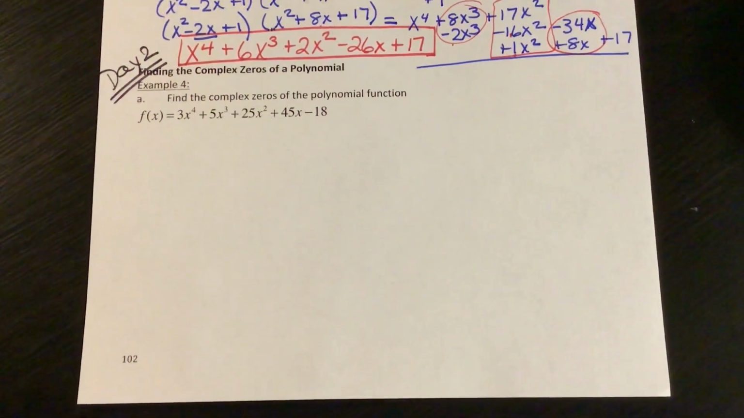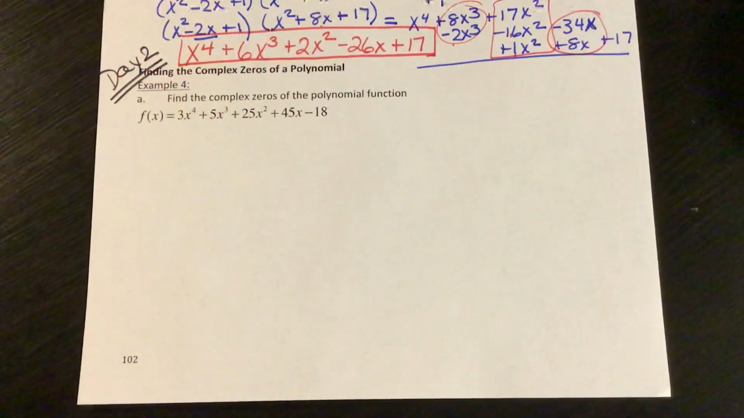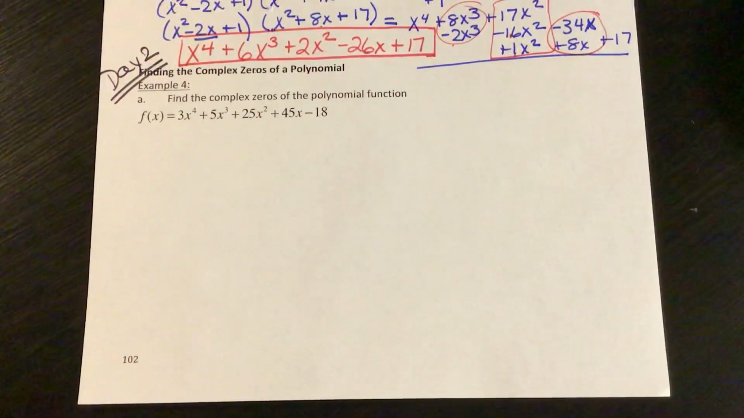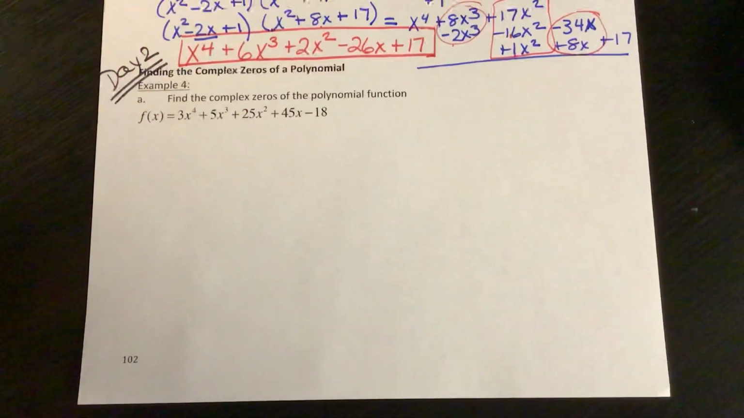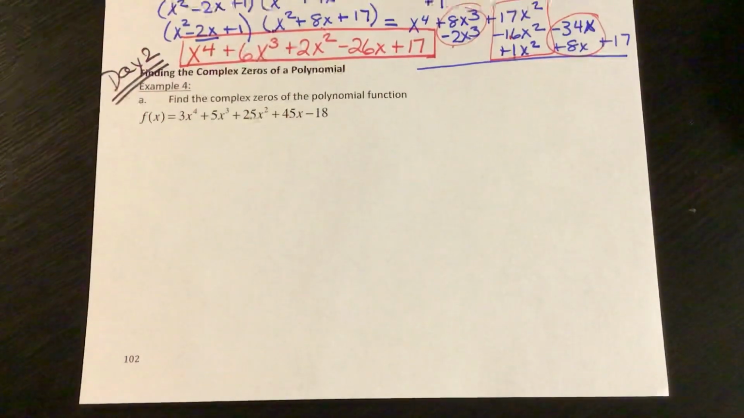All right, so we're picking up where we left off in section 4.6. And in this example 4 here, it says to find the complex zeros of the polynomial. Eventually we're going to write this polynomial in factored form after finding the zeros. So we have to put together what we did in section 5 and section 6 together.